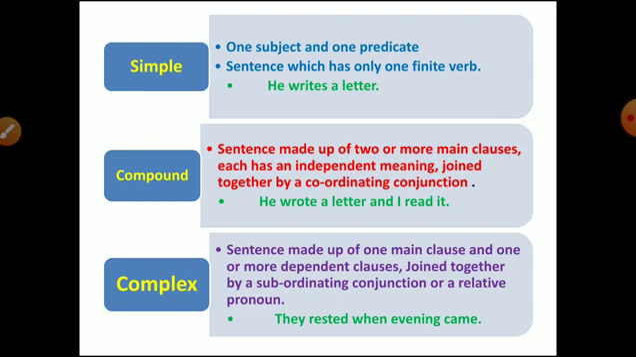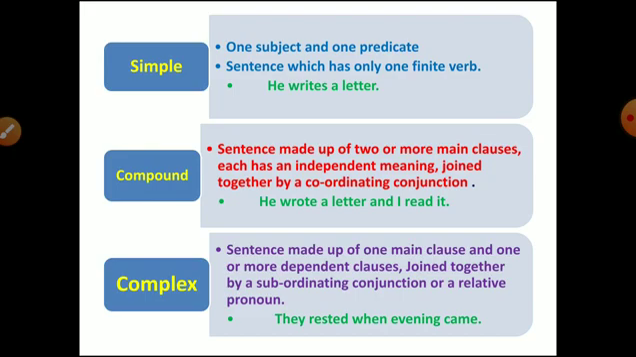Now the complex sentence. A complex sentence is made up of one main clause. It should have one main clause and one or more dependent clauses. So it's a combination of a main clause and a dependent clause, or an independent clause and a dependent clause, joined together by a subordinating conjunction. In the above compound sentence, I said it has two or more main clauses. Sometimes, if there are two main clauses, there can be a third one, that is a subordinate clause. That one, we can also call a compound sentence.